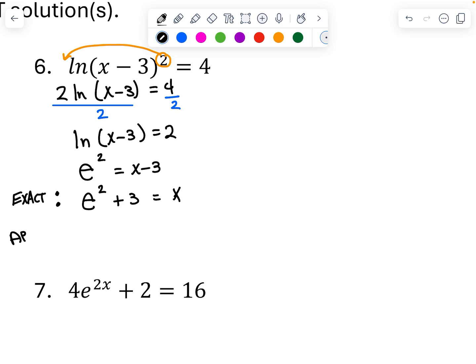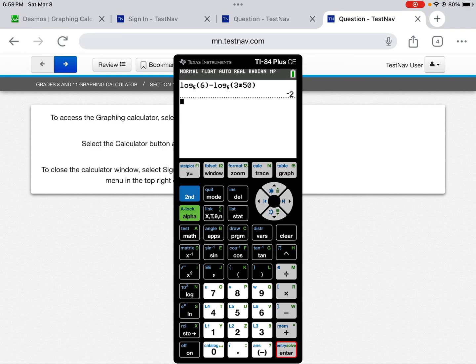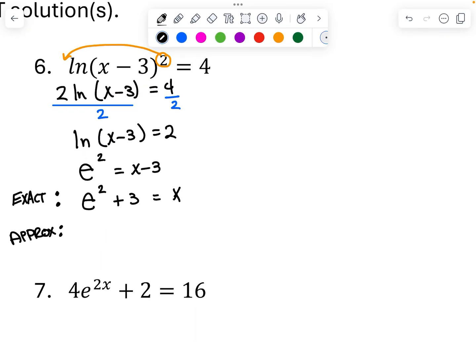The approximate answer is the one you're going to get when you type it in a calculator. e squared plus 3. So grab our calculator, go e squared, make sure you get out of it, plus 3, and I get 10.389. So x is approximately 10.389.